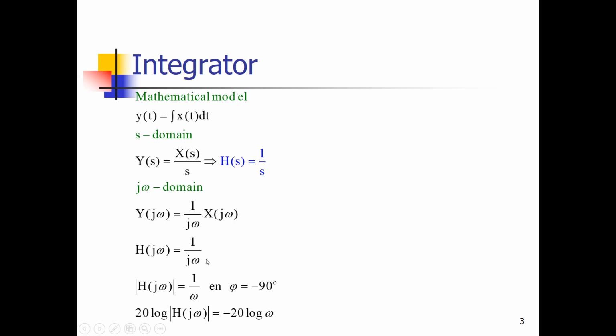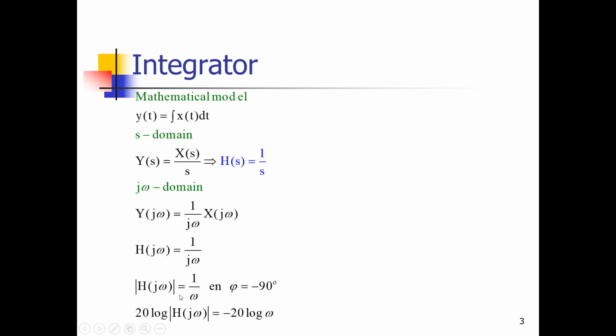When we analyze a system in the j omega domain, the frequency domain, we often look at the Bode plot. And in the Bode plot, we look at the amplitude and the phase. The amplitude of the integrator is equal to the amplitude of the numerator divided by the amplitude of the denominator. The amplitude of the numerator is 1, and the amplitude of the denominator is the root of the real part squared, 0, plus the imaginary part squared, which is omega squared. So that equals the root of 0 plus omega squared, which is equal to 1 over omega, which of course can also be seen directly over here.